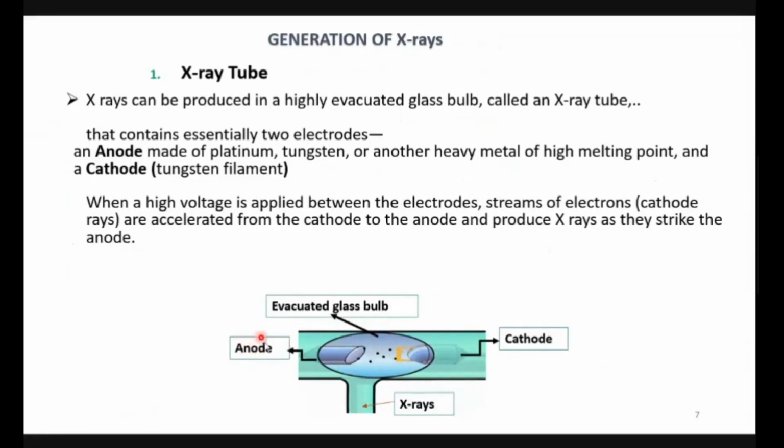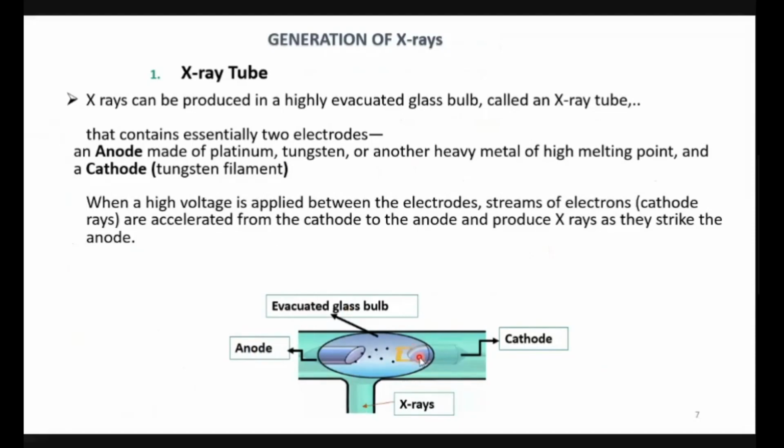This anode is generally made up of platinum, tungsten, or any other heavy metal of high melting point. The point to be noted is it should have high melting point. And then you have a cathode. This cathode is mostly tungsten filament. You can see the filament over here.